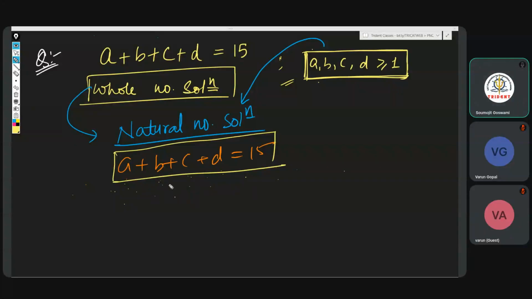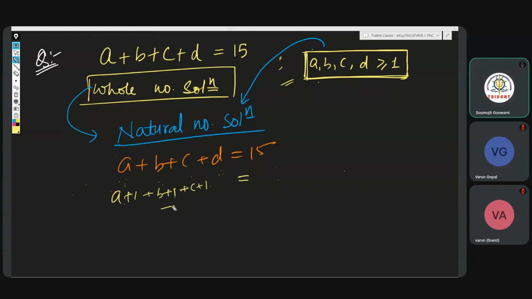So what I'm saying is that if I give everybody the least value, I'll be giving all of them 1, 1, 1, 1. So let's take the D also to that side. Now understand, the moment I am giving A, B, C, and D as 1, I'm not adding 1 to both sides, I'm taking away 1 from each of them. A plus 1, B plus 1, C plus 1, and D plus 1, distributing 1 to all.